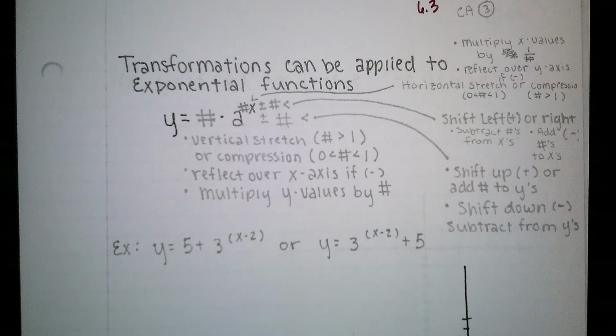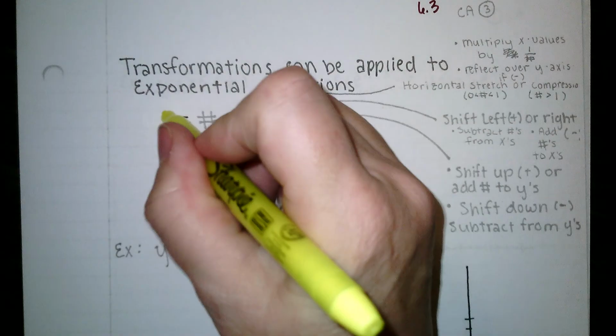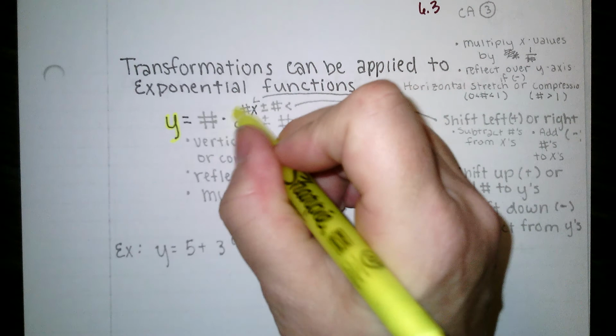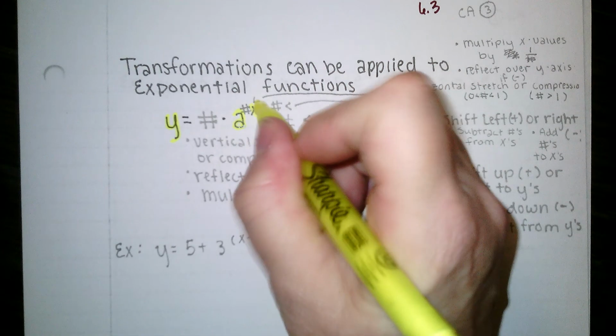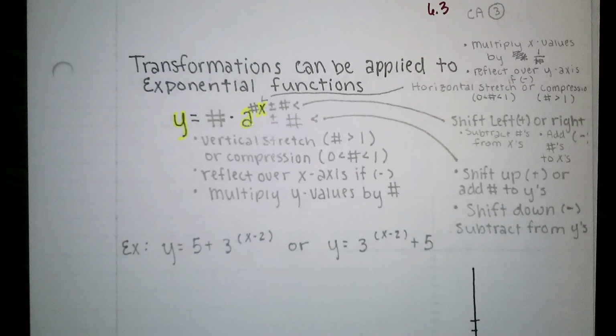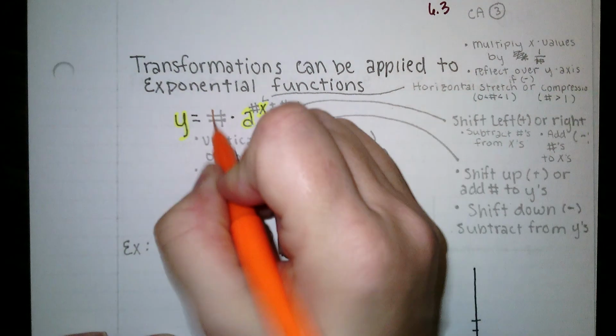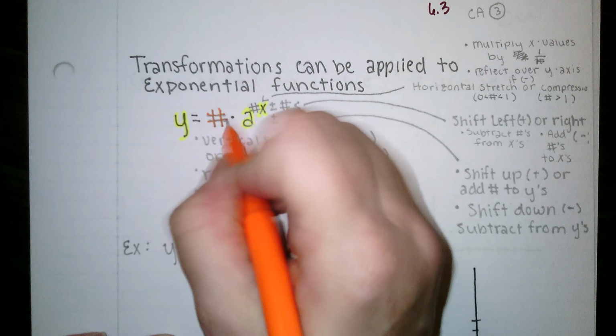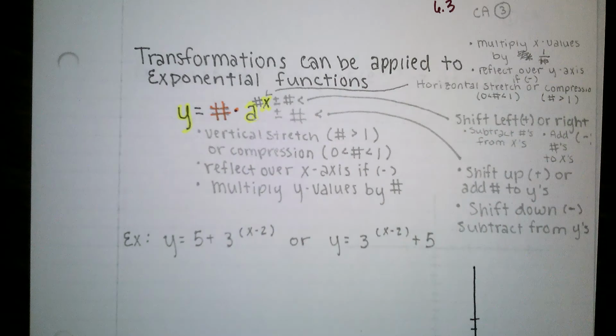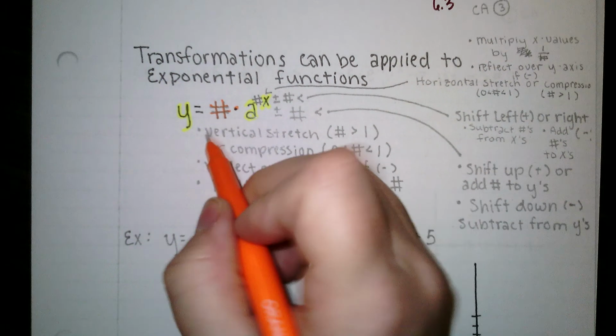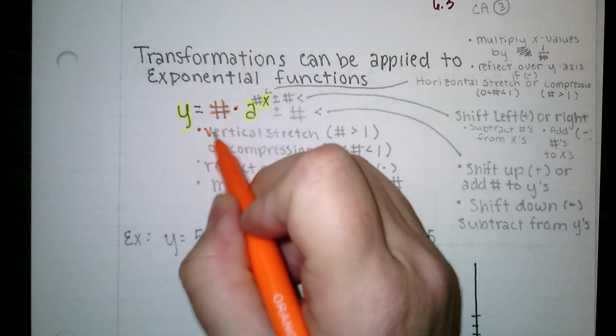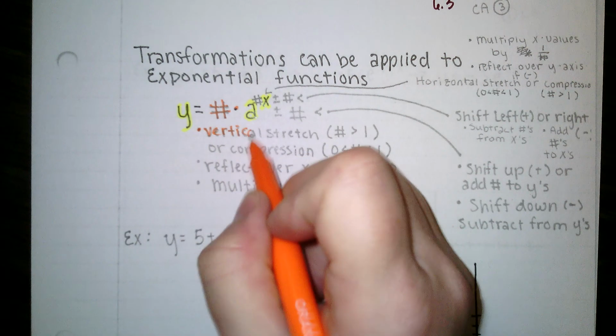So remember that the basic parent function for this family is y equals a to the x. So this is our parent function. And then any other thing that appears in the equation is going to be a transformation. So if we have a number that is multiplied out front, so it's not in with the base, it's multiplied separately out in front of the base, that is going to be a vertical stretch or compression.